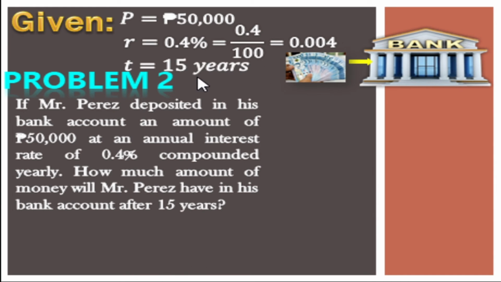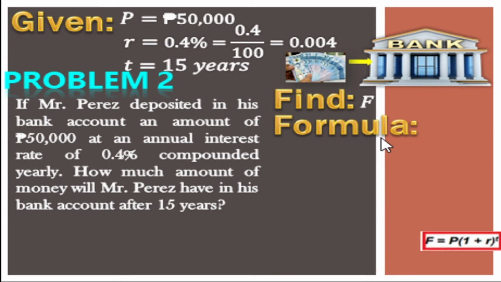Last given in the problem is the number of years. So in the problem, we will look into the amount of money that Mr. Perez will have in his bank account after 15 years. So our time here is 15 years. Now what is asked in the problem? We are going to determine the amount of money that Mr. Perez will have in his bank account after 15 years. So that is obviously the future value or the maturity value.